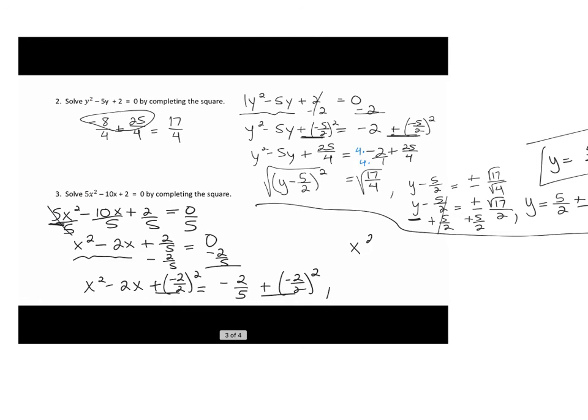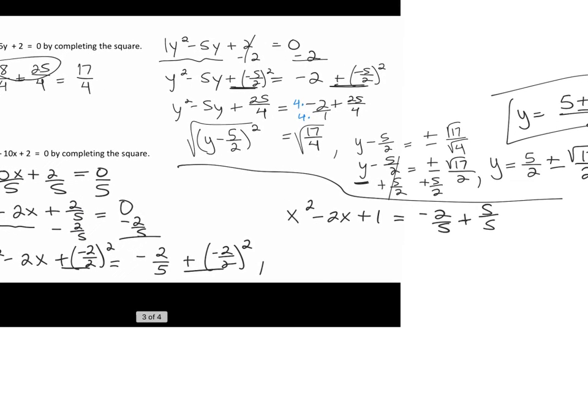So on the left side, x squared minus 2x, half of negative 2 is negative 1, squared is positive 1, equals negative 2/5 plus 1 as well. But this needs to have the same denominator, so instead of 1, I'll put 5/5. That's an equivalent fraction. On the left side, we can factor that to the square of x plus half of b. So half of negative 2 is negative 1. On the right side, we're going to add the numerators over the same denominators, so 5 minus 2 is 3.